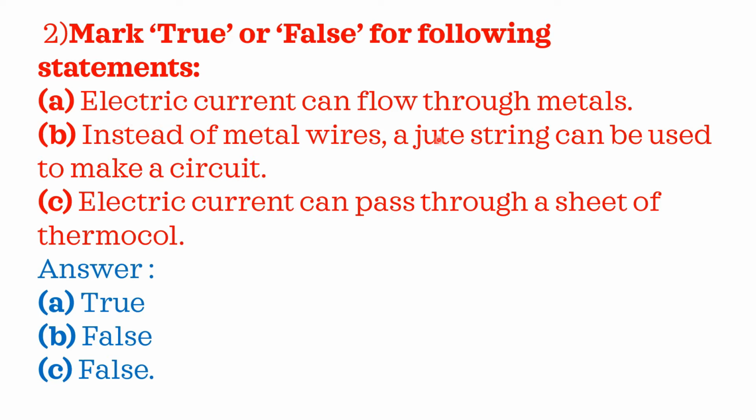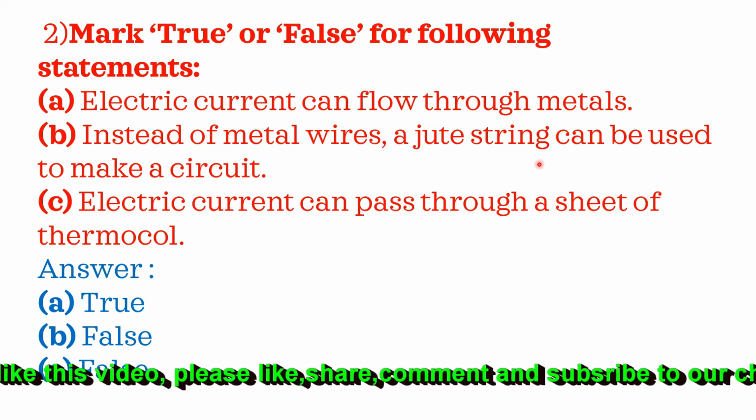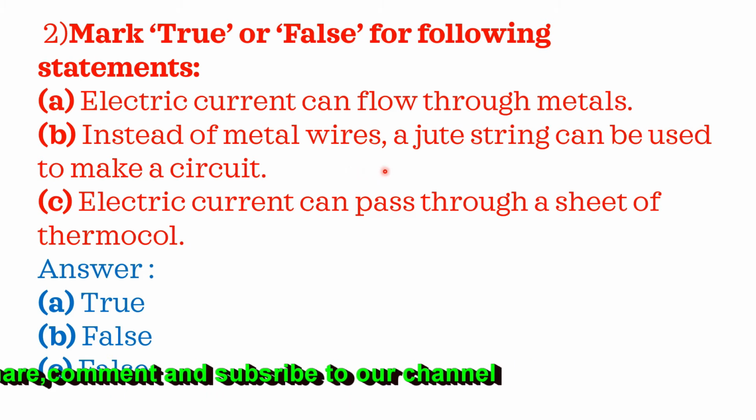Electric current can flow through metals. Yes. Why? Because metals are good conductors. Conductors that allow electricity to pass through them are known as conductors. Metals are good conductors, so conductors allow the electric current. So, electric current can flow through metals. True.